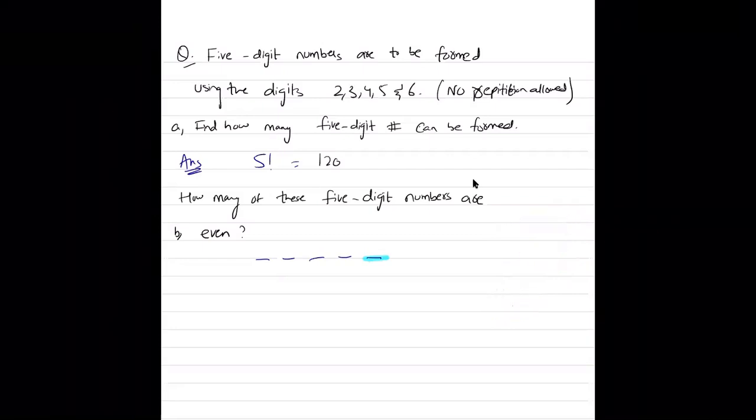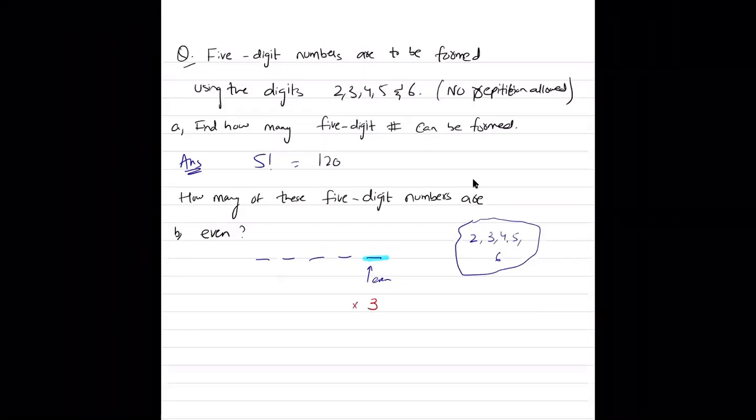So if I want to have a 5-digit number that is even, it must end with an even number. The last digit must be an even number. So out of the pool of these numbers, 2, 3, 4, 5, and 6, how many options do I have for the last position? Three. Yes, so I have 3 options for this last position.